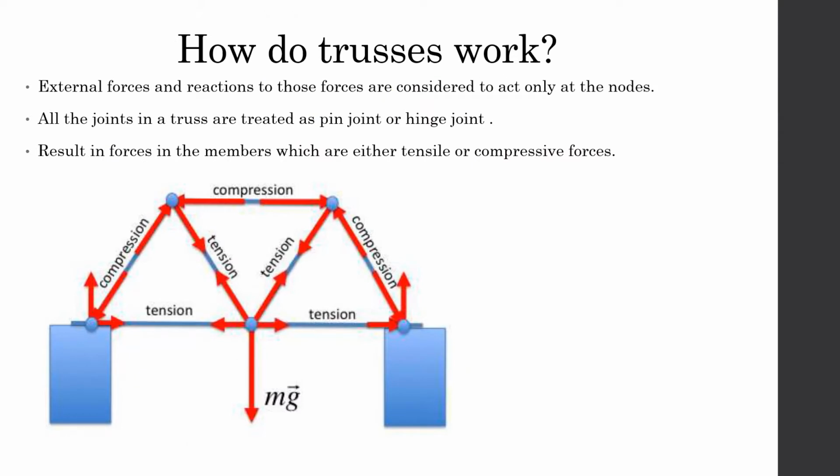Now, how do trusses work? Trusses कैसे वर्क करती हैं वो अब हम समझते हैं. External forces and reactions to those forces are considered to act at only nodes. So what will the external force be? Atmospheric pressure, or if it is a roof, people walking over it. Although in a flat roof people may walk over it, the trusses which you are going to study are going to be triangular and sloping. So you can surely say that no one is going to walk over a sloping roof. So external forces and reactions to those forces are considered to act only at the nodes.